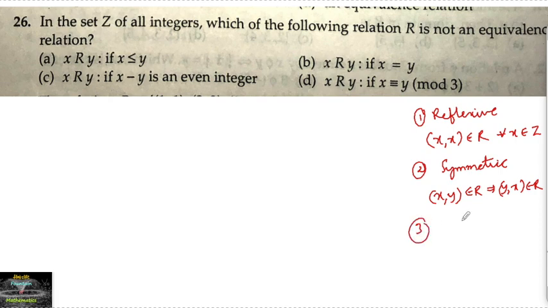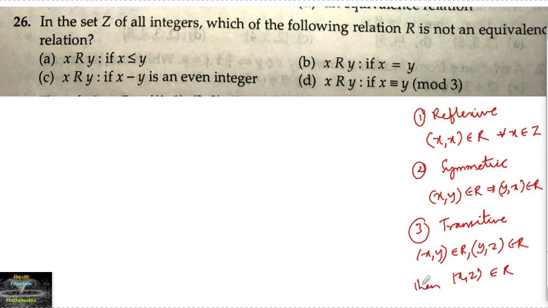That is symmetric. And coming to the transitive, if (x, y) belongs to R and (y, z) belongs to R, then (x, z) must belong to R. So these are the three cases we need to verify for the given four options.